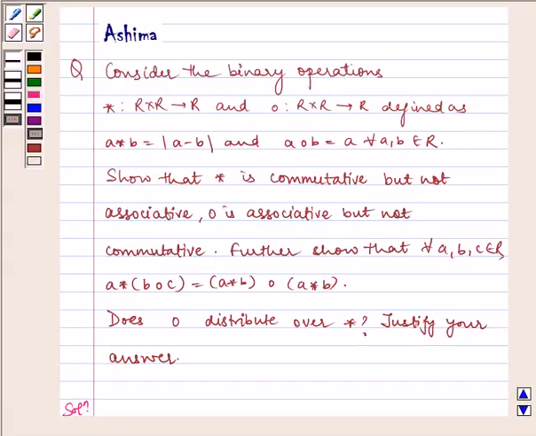Let us discuss the following problem today. Consider the binary operations star from R cross R to R and O from R cross R to R defined as A star B is equal to mod of A minus B and AOB is equal to A for all A, B belongs to R. Show that star is commutative but not associative, but O is associative but not commutative. Further, show that for all A, B, C belongs to R, A star (BOC) is equal to (A star B) O (A star C). Thus, O distributes over star. Justify your answer. Now, let us write the solution.